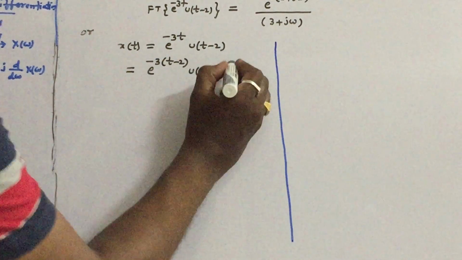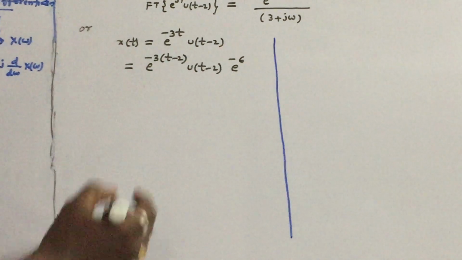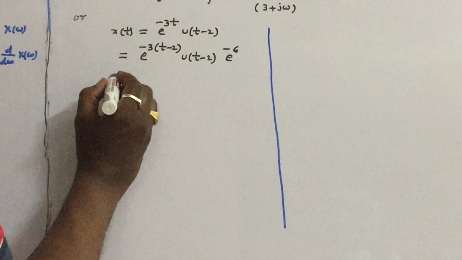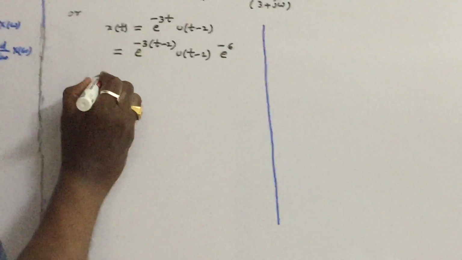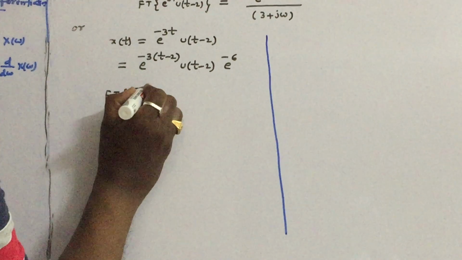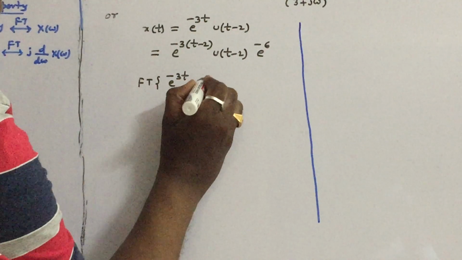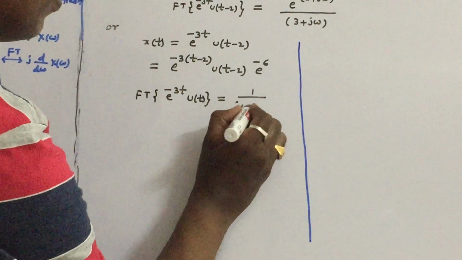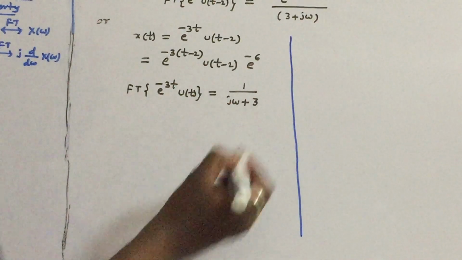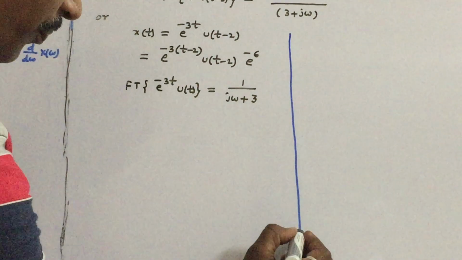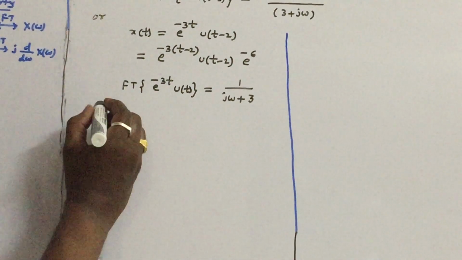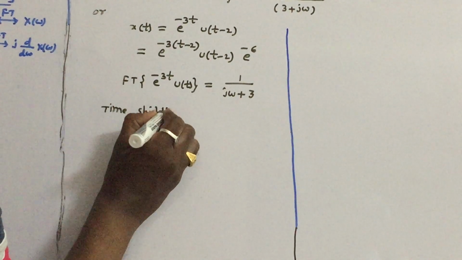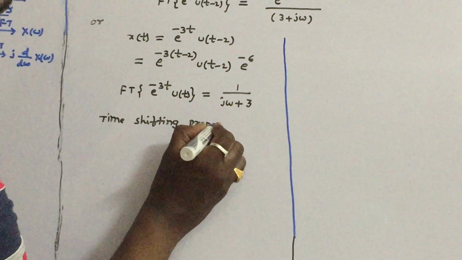Because we are adding e power 6, just multiply with e power minus 6. So therefore, it will remain as e power minus 3t into u of t. So first let us find out the Fourier transform of e power minus 3t into u of t. What is the answer? Standard one, 1 by j omega plus a. What is the a value? 3. So now use the time shifting property. Just I am mentioning the time shifting property.